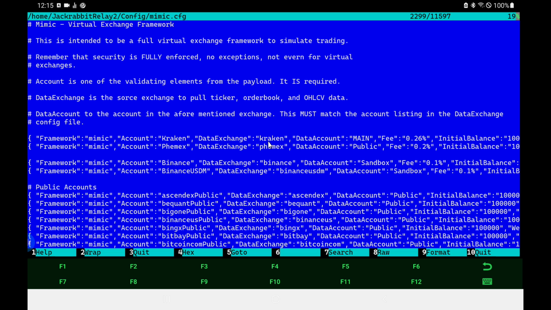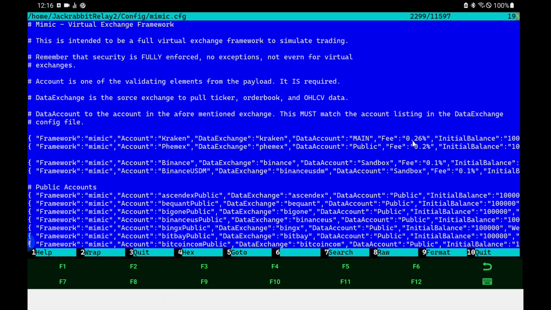This is the exchange file that exists within the system. For example, my Kraken config file. I am using my Kraken main account that has my API and my secret linked to my actual real account. Remember that under no circumstances will real money be used. This is just to gain the advantage of the rate limits and any special perks I might have with the account itself that may not be publicly available.